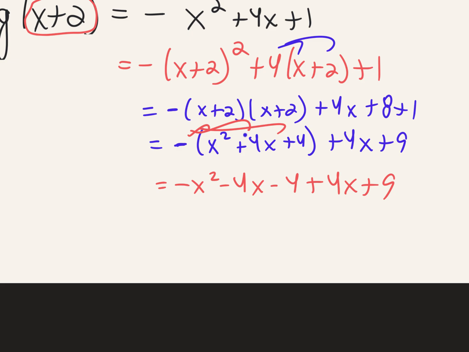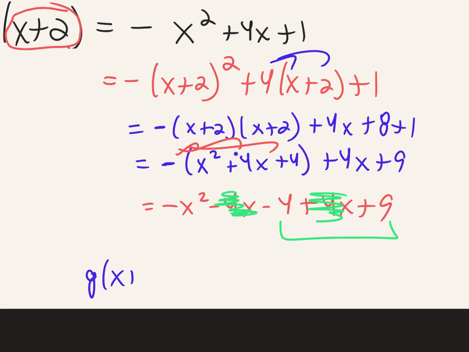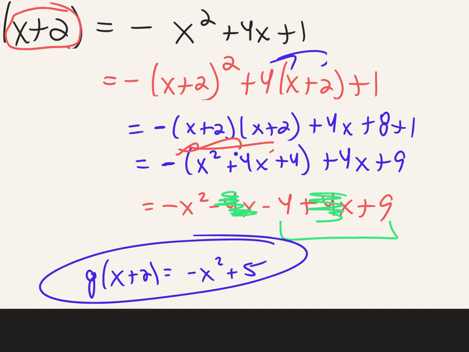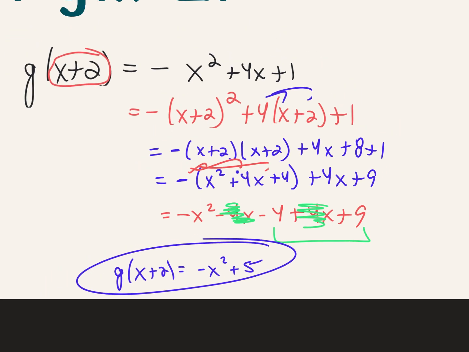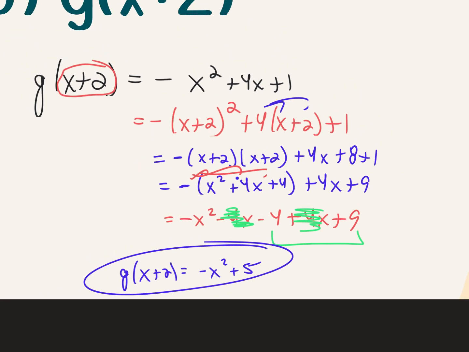What can we combine? Positive 4x and negative 4x. Good. And then what else? The negative 4 and the 9. So my answer, when I plug into the g function, x plus 2, what do I get out? Negative x squared plus 5. Perfect. Can I write that as an ordered pair? No. But if they ask you to plug in an expression, all you guys are doing is replacing the x value with the expression, and then you just use algebra. Super duper easy. Let's scoot along.